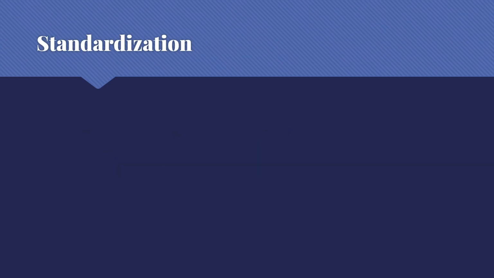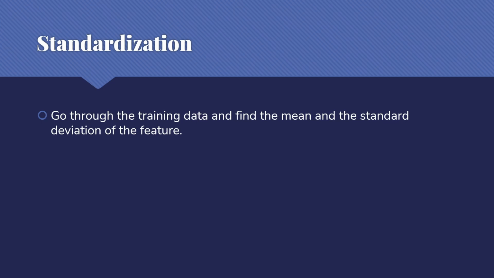Standardization, or the Z-scaling, we're using the standard deviation. So that means we've got to go through the training data, find the mean, and then compute the standard deviation of the feature. Now, I'm not going to go into that there. Recommend checking out a good math resource if you don't know how to compute standard deviation.